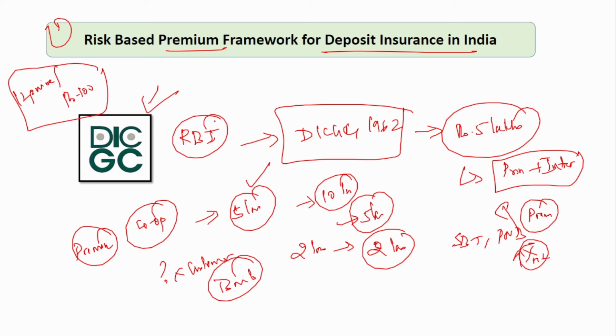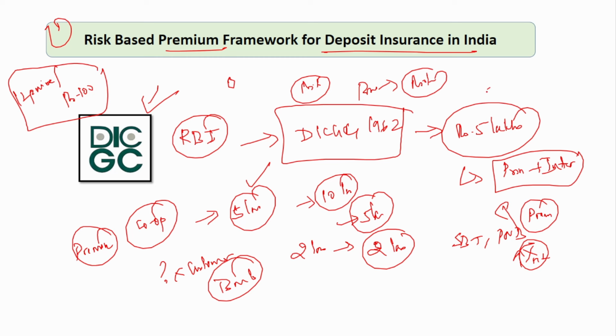Different banks have different risk. Some banks will have almost nil risk, and some banks may have quite high risk. So is it fair to charge the same premium from all the banks? No, because the premium should vary with the risk. When the risk is more, the premium should be more. When the risk is very less, the premium should also be less. From that perspective, the RBI has decided that a risk-based premium framework is to be introduced for deposit insurance.